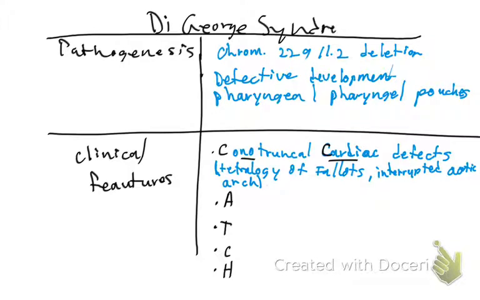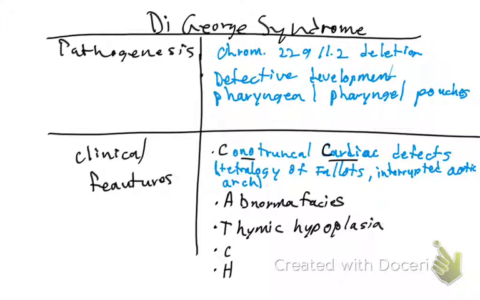Okay, now the other one in the clinical features of the patient that has DiGeorge syndrome is A, and A stands for abnormal faces. Okay, so that means the patient's face is going to have some abnormalities. Then T stands for thymic hypoplasia or aplasia. That means that the thymus is not going to develop, which is aplasia, or is going to have poor development, which is hypoplasia.